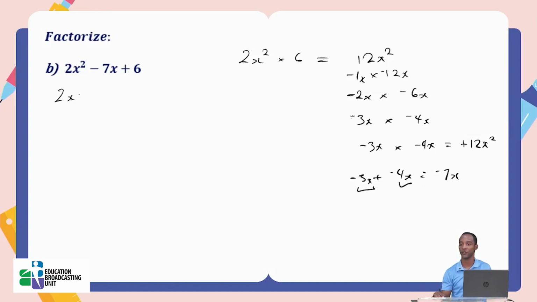So we have 2x squared, and we're going to split this up into two parts, the negative 3x and the negative 4x. Again, when you add these, you'll get the negative 7x. When you multiply them, you'll get the same answer as if you multiplied the 2x squared and the positive 6. Okay, so now we have 4 terms. So now we're going to factorize the first 2 terms. Factorizing the first 2 terms, we have x as the common factor. So we're factoring out x from these 2 terms.